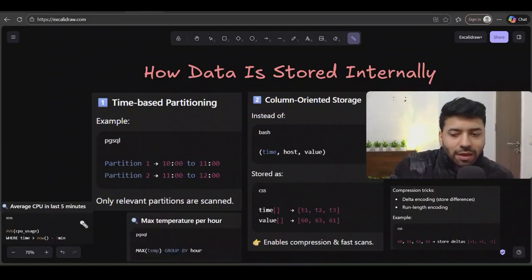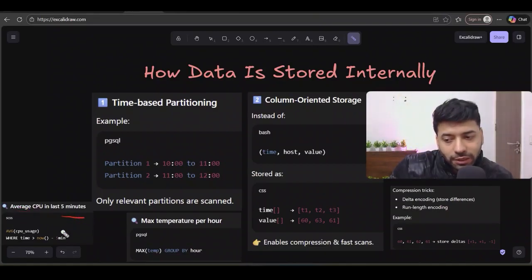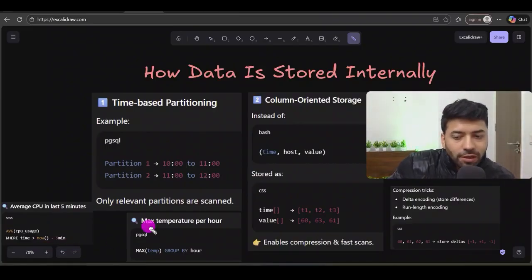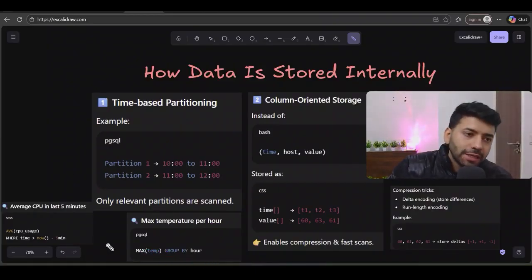So these are some of the examples of the query for time series database. For example, average CPU time in last 5 minutes. So you'll do average CPU usage where time is greater than current time minus 5 minutes. Similarly, max temperature per hour. So max temperature, group by hour. All such queries are performed for time series database.